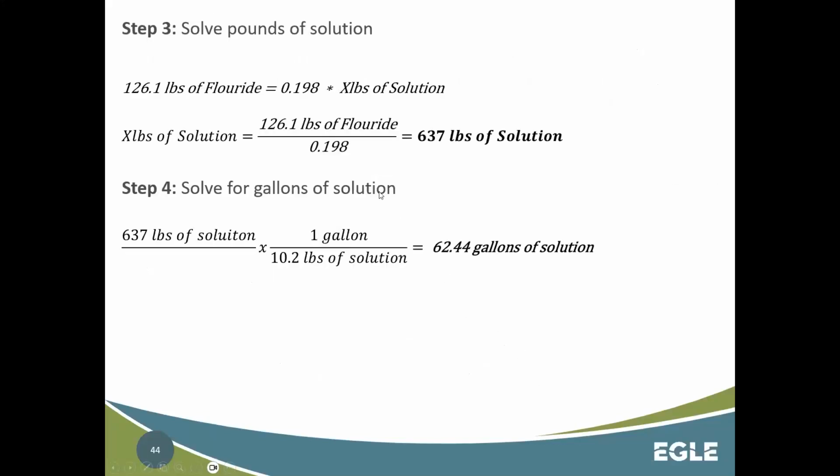All right, we've seen this already, but again, to convert from pounds of fluoride to pounds of solution, we divide the pounds of fluoride by the 19.8%. And that gives us 637 pounds of solution is needed. And then we solve for gallons of solution by using the 10.2. So 637 divided by 10.2 gives us 62.44 gallons of solution.